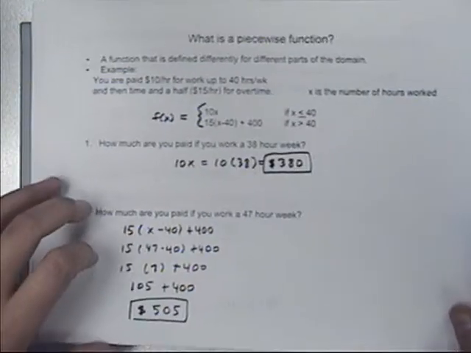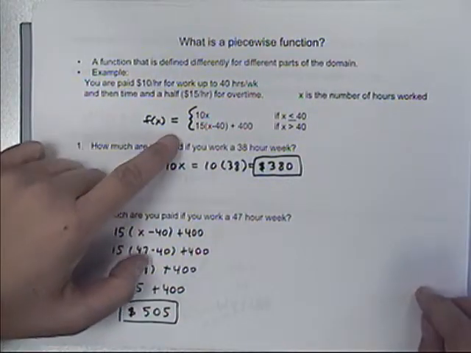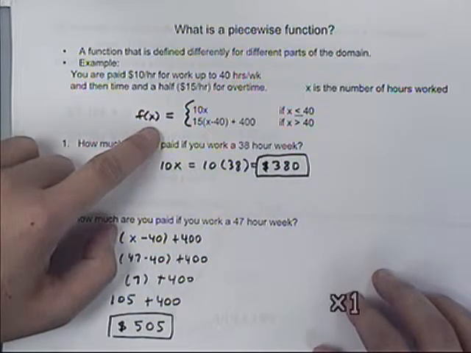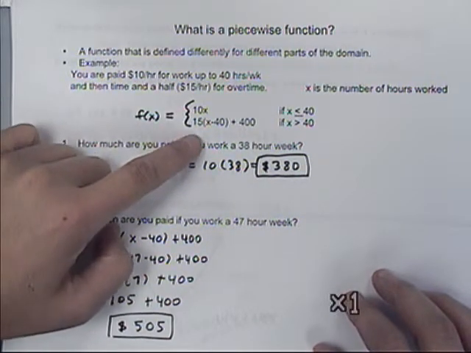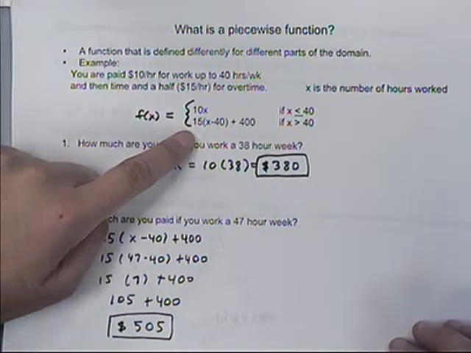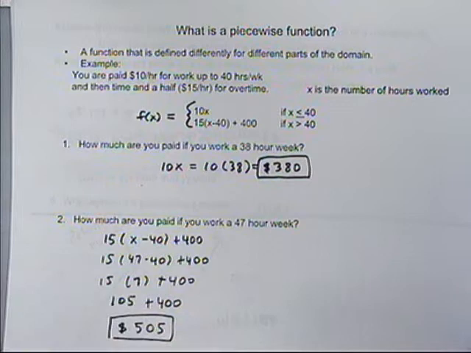Okay, piecewise functions. I couldn't actually write it the way that I needed to with my computer software. So as you can see, there's f of x equals and then a big curvy bracket to kind of grab both of those lines together. So what is a piecewise function?